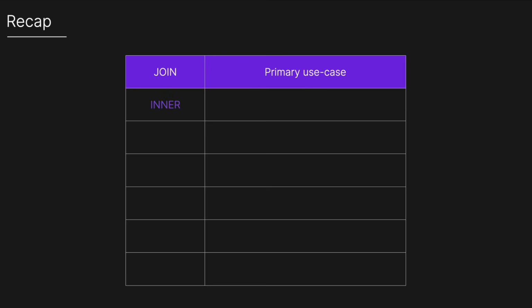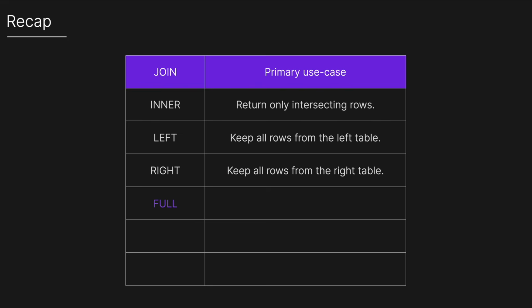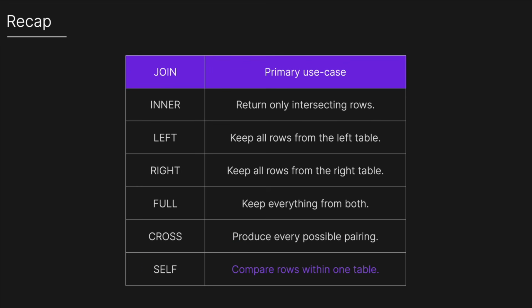And to recap, when you see inner join, think returning only intersecting rows. For left join, keep all rows from the left table. For right join, it's the reverse, keep all rows from the right table. For full outer, then keep everything from both. For cross, you are going to be producing every possible pairing. And for self, we are comparing rows within one table. So hopefully you've got a better understanding of how SQL joins work.